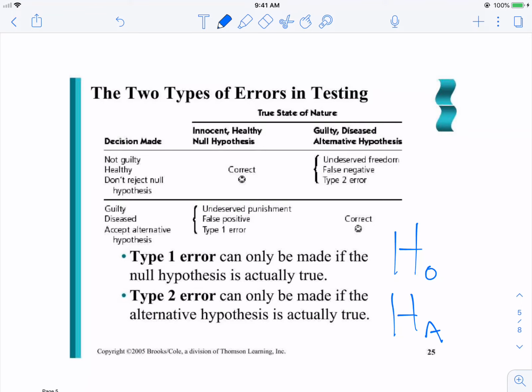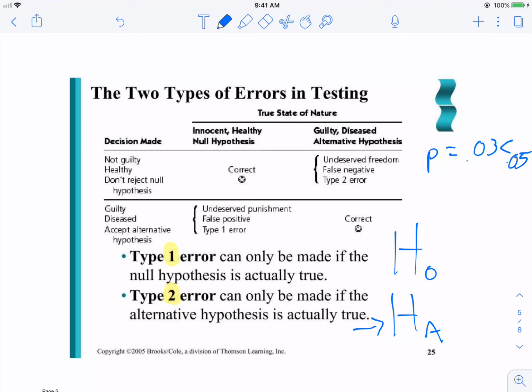I think the best thing to remember when you're determining if it's a type 1 or a type 2 error is that the number of the error refers to the hypothesis that is actually true, but the results of your test led you to the other one. So for example, let's say that you have a p-value of 0.03, which is obviously less than 0.05. So you reject the null, accept the alternative. You believe that the alternative hypothesis is true.